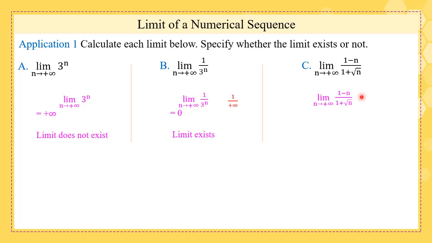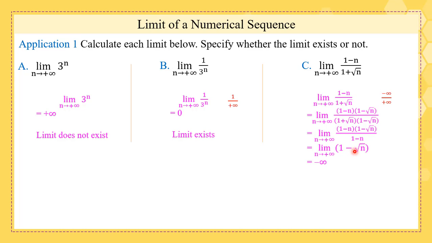Well, to calculate such a limit, we substitute, we get negative infinity over positive infinity. We rationalize the denominator. We get 1 minus n in the numerator and 1 minus n in the denominator. It's the limit of 1 minus the square root of n. By substitution, we get minus infinity, and we can tell that the limit does not exist.